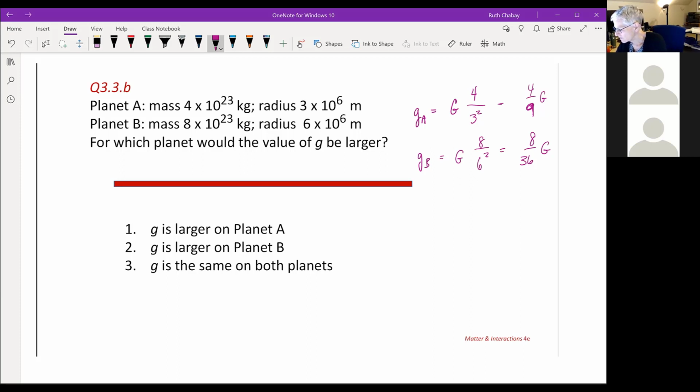So 4/9 is about a half, right? So that's roughly a half G. And this is a little bit less than a quarter, so it's a little bit less than a quarter G. So in fact, it looks like it's bigger on planet A because the radius is in the denominator. And if you square the radius, you're dividing by a big number, so it makes the overall number smaller. So the fact that you're squaring the radius really makes the difference here. Okay.